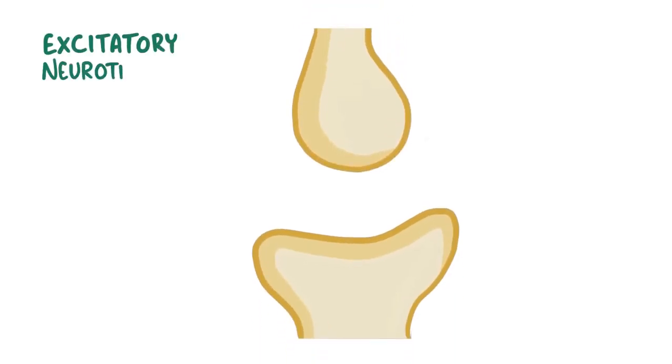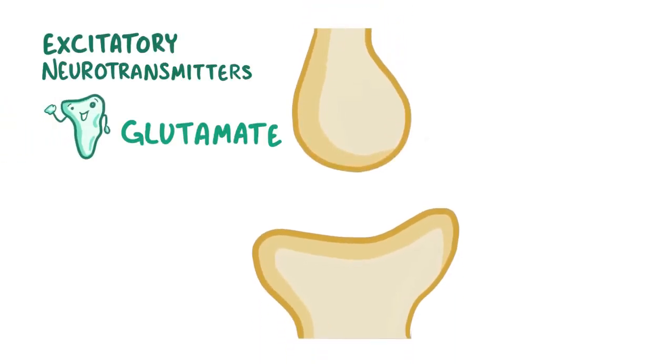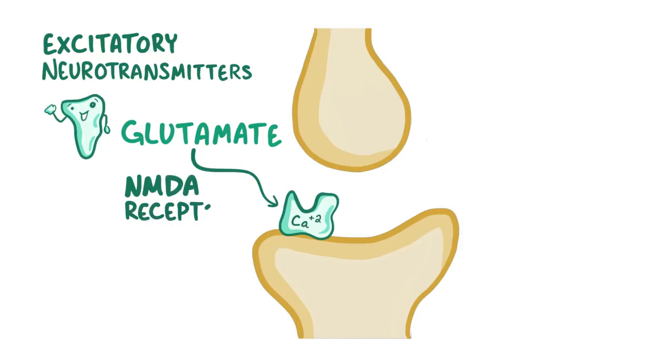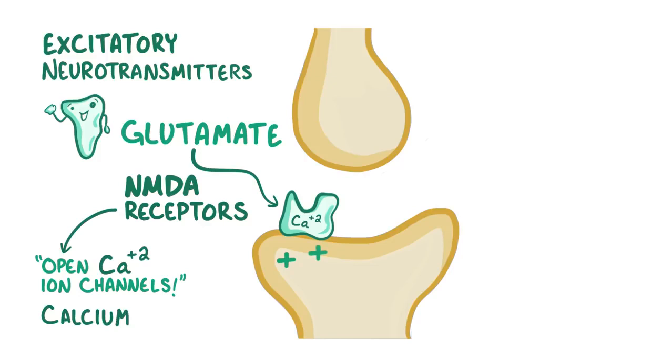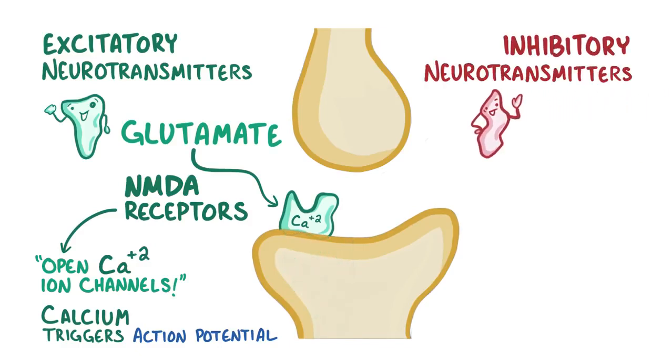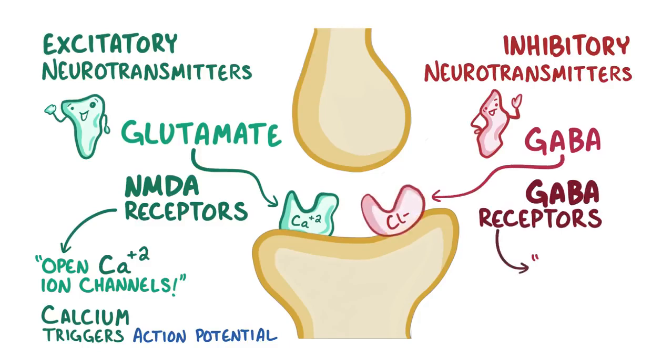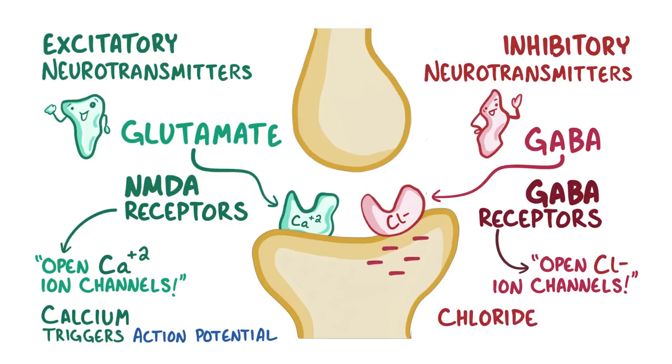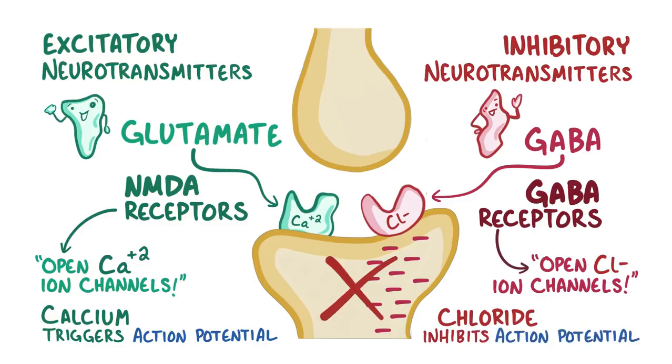The main excitatory neurotransmitter in the brain is glutamate. Glutamate binds to NMDA receptors, which tell the cell to open up calcium ion channels. Since calcium has a positive charge, it makes the inside of the cell more positive, and that helps trigger an action potential. On the flip side, the main inhibitory neurotransmitter in the brain is GABA. GABA binds to GABA receptors, which tell the cell to open up chloride ion channels. Since chloride has a negative charge, it makes the inside of a cell more negative, and that inhibits an action potential.